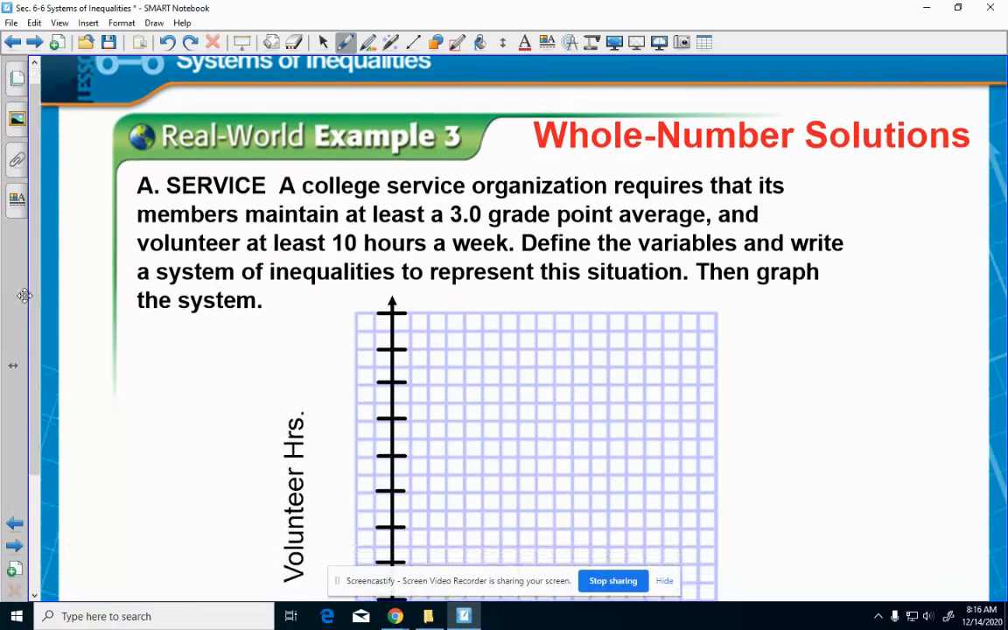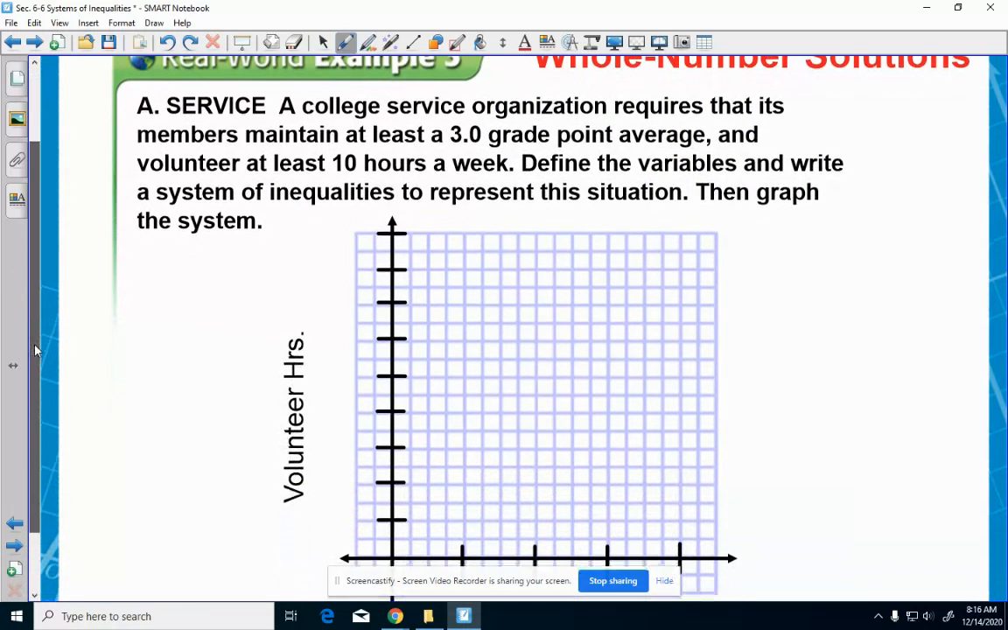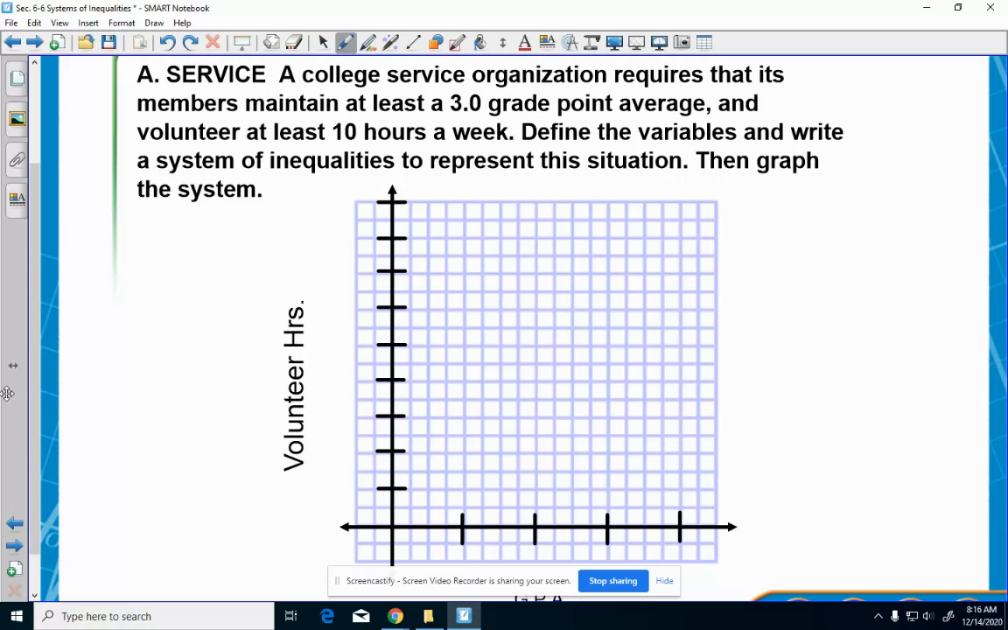Take a second here. Everybody loves a good word problem, right? A college service organization requires two things of their members. Number one, you must maintain at least a 3.0 GPA, and you must volunteer at least 10 hours a week.